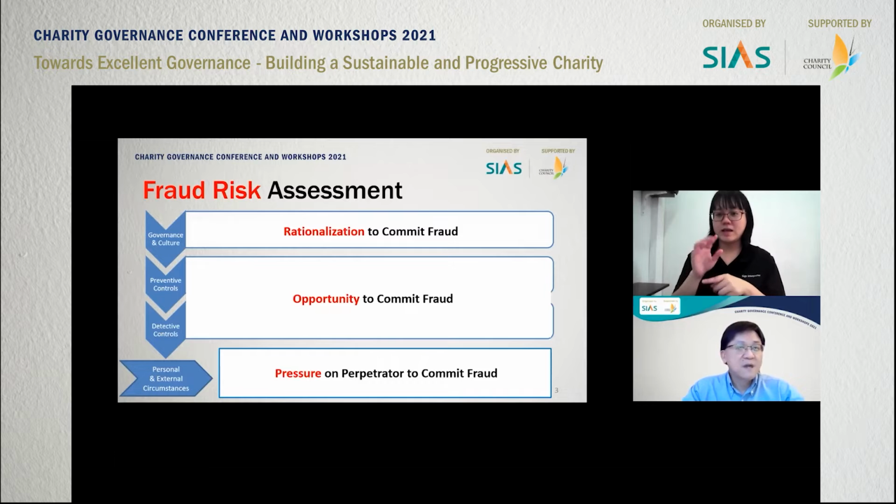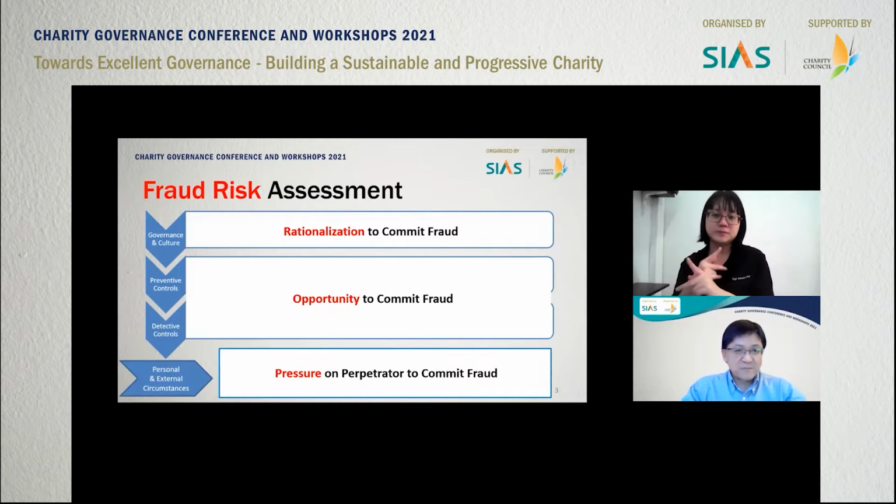Now, second, preventive control will minimize the likelihood of fraud. And this is to tackle the opportunity aspect of the fraud triangle. So with strong preventive control, you minimize opportunity for anyone. So it's also kind of a strong deterrence apart from being preventive.